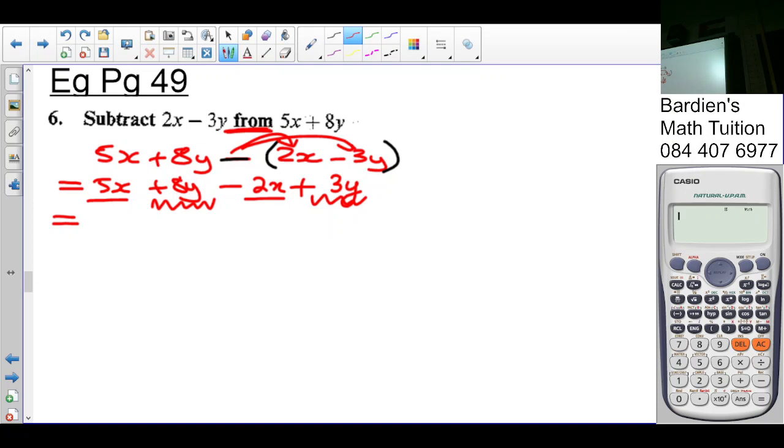Right, go to that number line. Put your finger on 5. Minus 2. What is the answer? 3. 3 what? Positive 3. So okay, 5x minus 2x is going to be positive 3x.